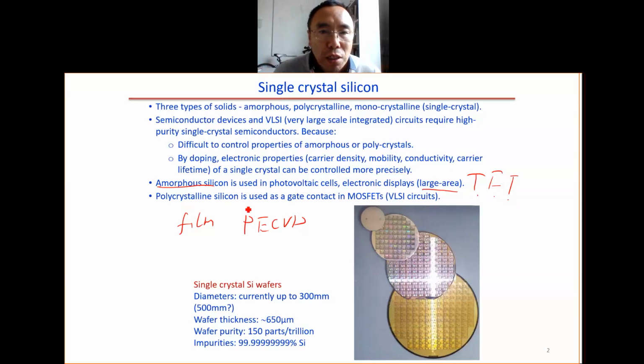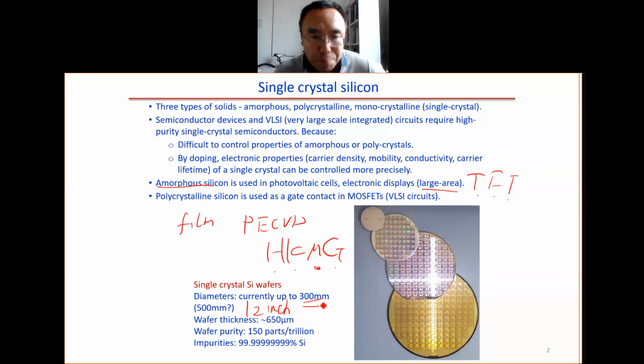Polycrystal is used for the MOSFET gate, but we know that nowadays we use HKMG, the high K material metal gate. So nowadays we use metal gate, no longer polycrystal silicon gate. Today the wafer size for production is 12 inch, 300 millimeter.